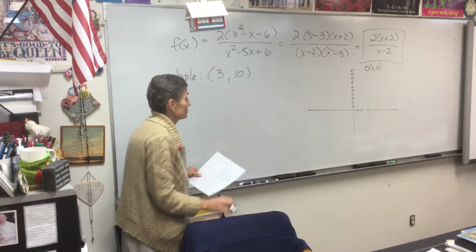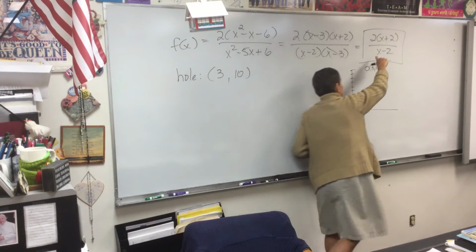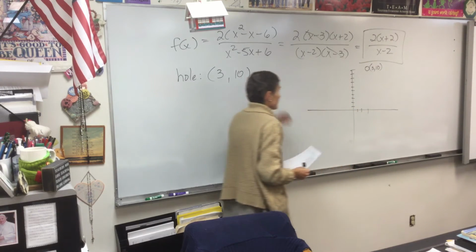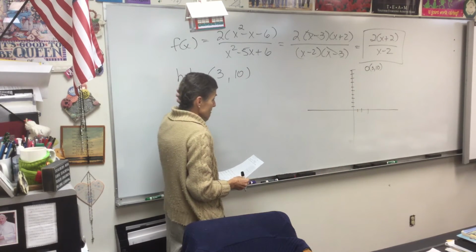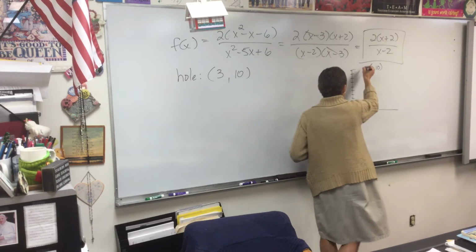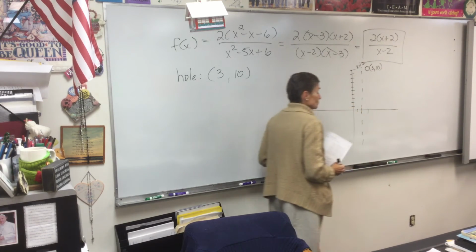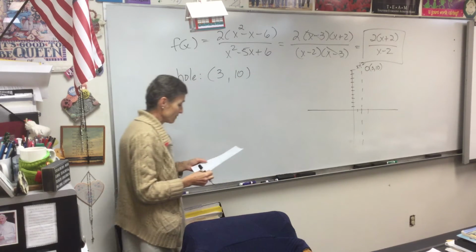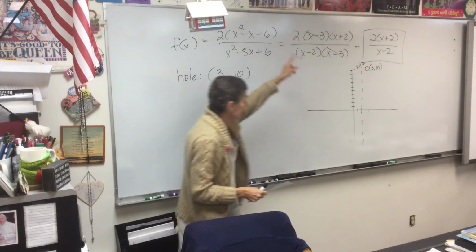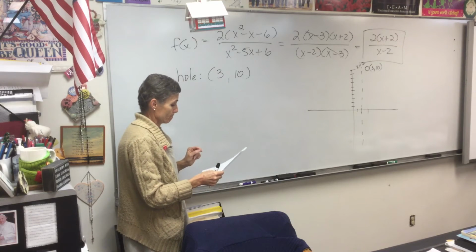Vertical asymptote. Please focus your eyes on the box here. Do I have a vertical asymptote? Yes, I do. It's the line where x equals 2. And that's what I write in the blank, and that's what I draw on my grid.